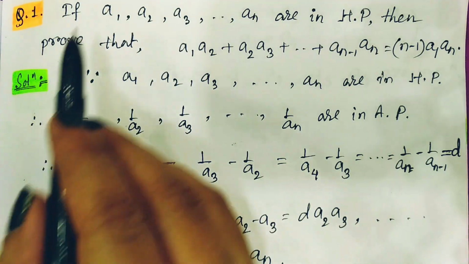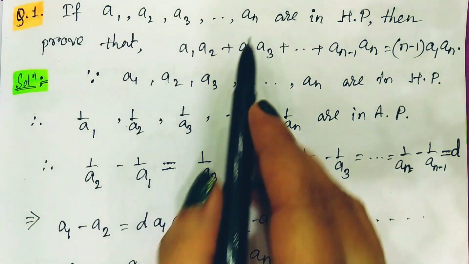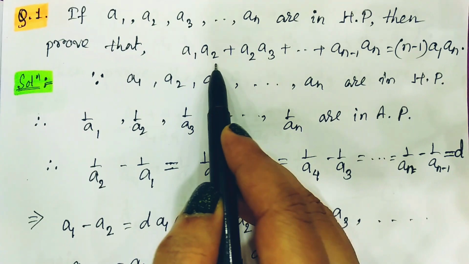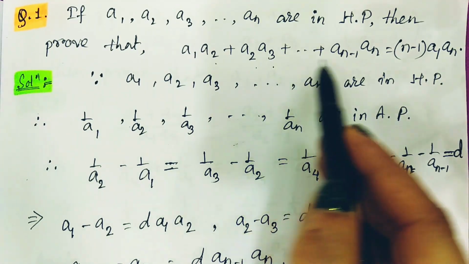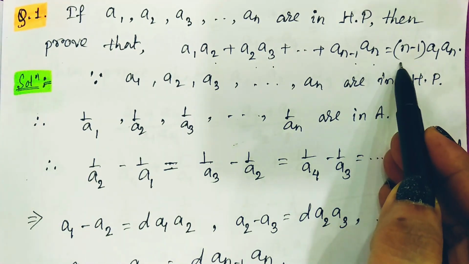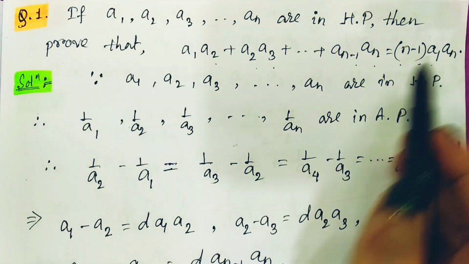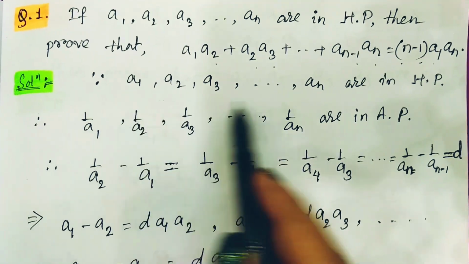One more question from the HP. The question is, if A1, A2, A3 in this way up to AN are in HP, then prove that A1A2 plus A2A3 in this way up to A(N-1)AN is equal to (N minus 1) into A1AN. So how to find it out? It is given that these are in HP.